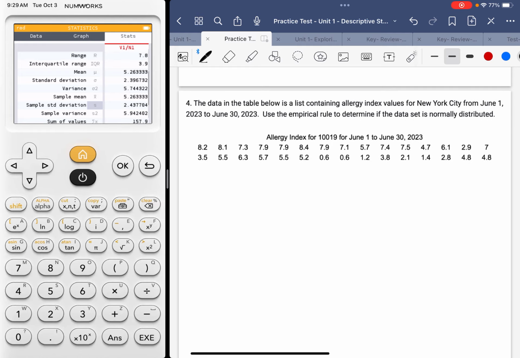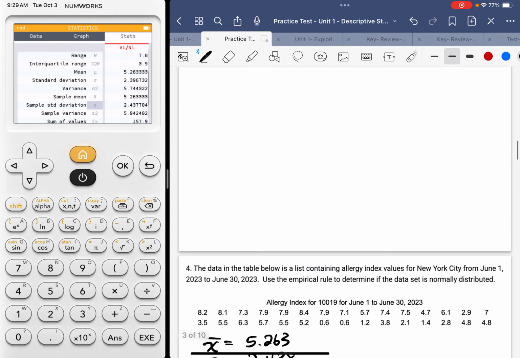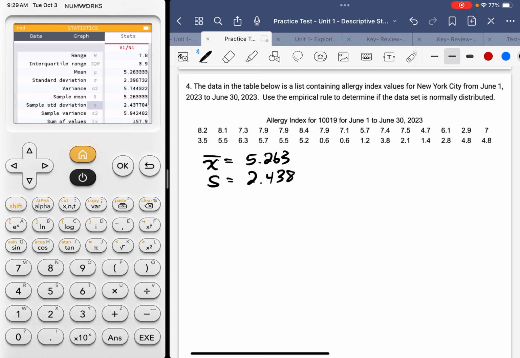Empirical rule. In order to use the empirical rule, I need to know the mean and the standard deviation. So 5.263 and the sample standard deviation of 2.438. Same values that I got over here, all right? Referring to the same data set. So we have to be really careful about typing in the data correctly.